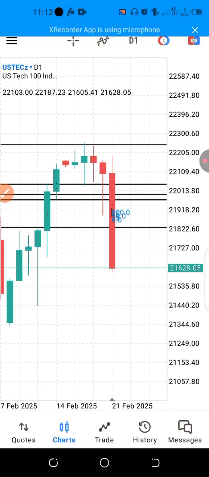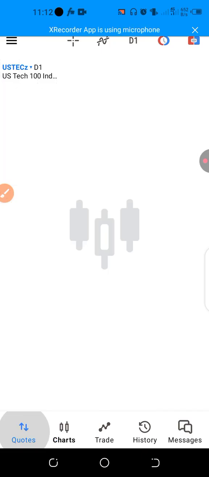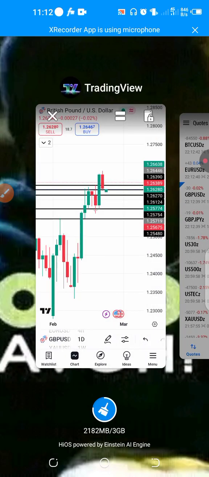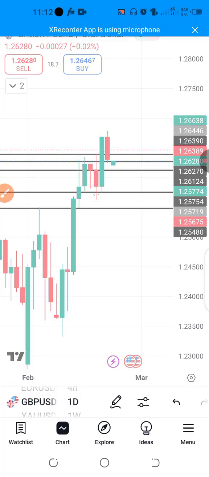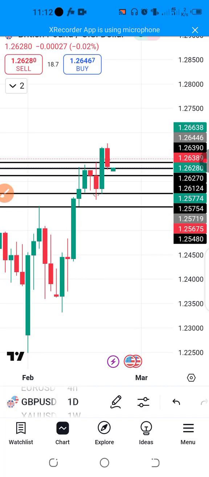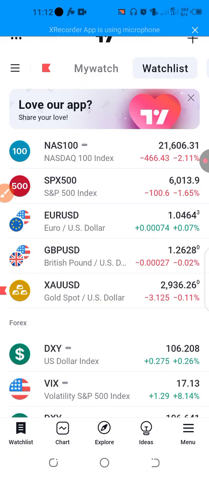So this is a mobile version of the ongoing series. And maybe this will be the second episode. What I'm saying here is literally how you can use your mobile app.